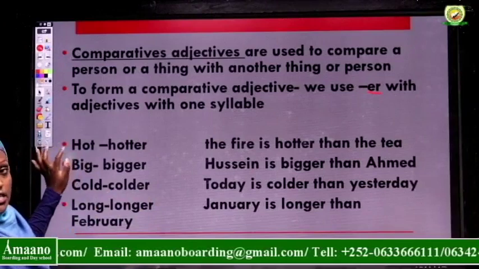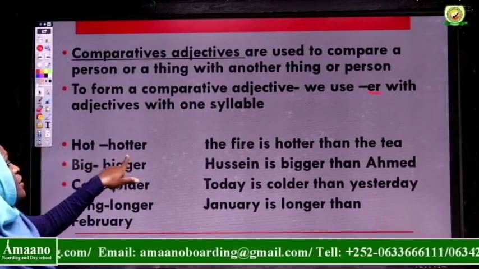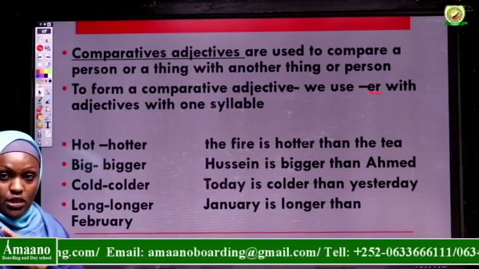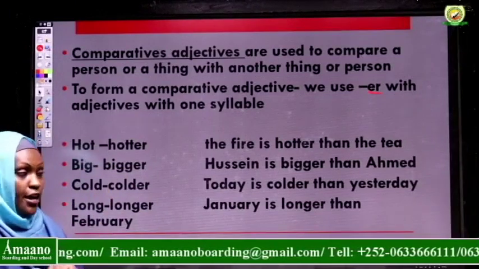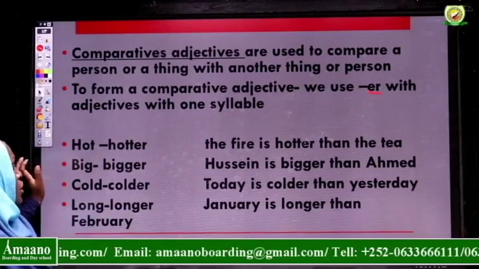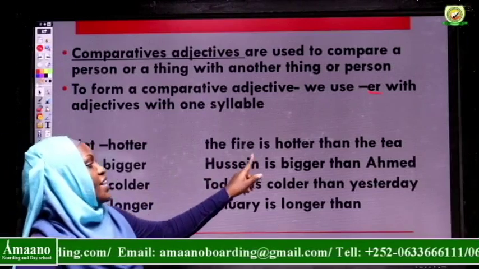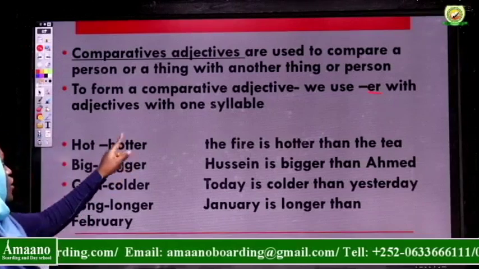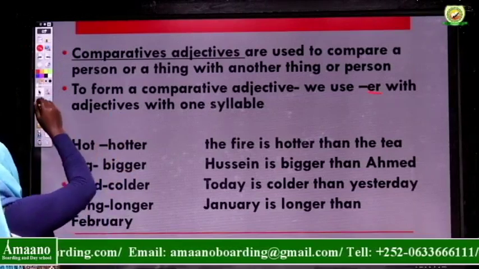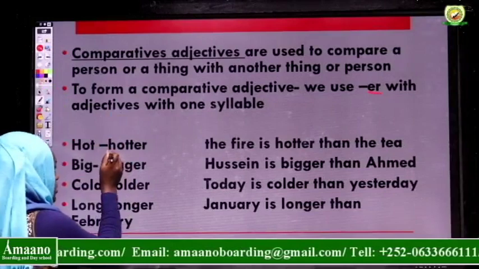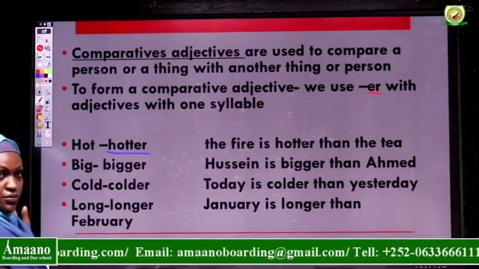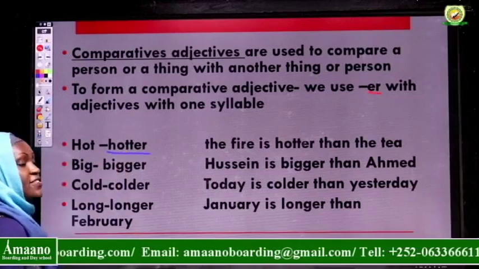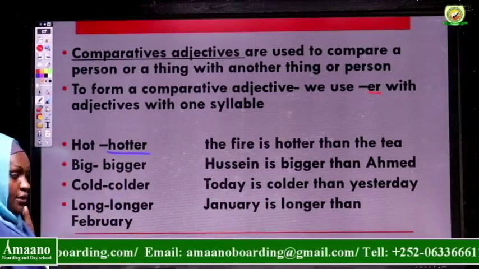The cup of tea is hot, but the fire is hotter. Now we are comparing these two things. We are comparing the tea and the fire. So we say the fire is hotter than the tea. How have we come up with the comparative adjective? This is the comparative adjective we are using, hotter. This is the adjective hot. Then the comparative adjective there is hotter.